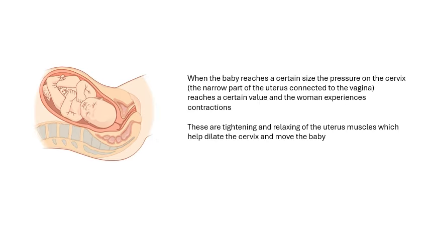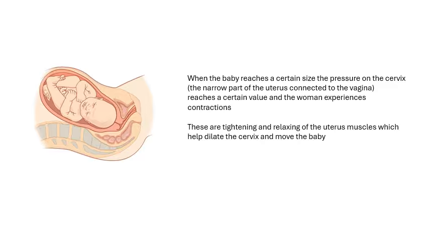So, contractions. Inside mummy's tummy, this baby's getting bigger and bigger. When the baby reaches a certain size, it's pressing on the cervix, which is very close to the vagina. It's the entrance of the uterus, the narrow part of the uterus connected to the vagina. And when there's pressure because of this big baby pressing on there, the woman starts getting contractions.